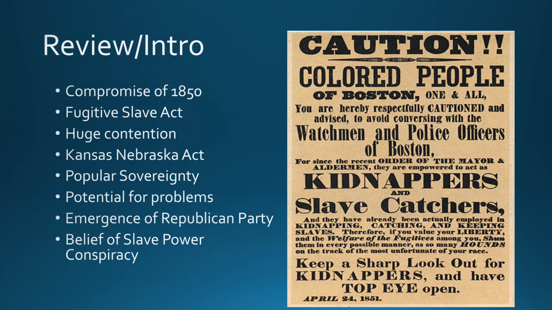This image, if you recall, is a call to colored people of Boston, and this has a lot to do with the Fugitive Slave Act and what was allowed, which was federal troops and others to come into the North and capture fugitive slaves. We talked about this. In reality, not many slaves will actually be removed from the North and returned back to the South. That being said, though, the act itself is going to be contentious enough to draw a lot of criticism and other things like that.